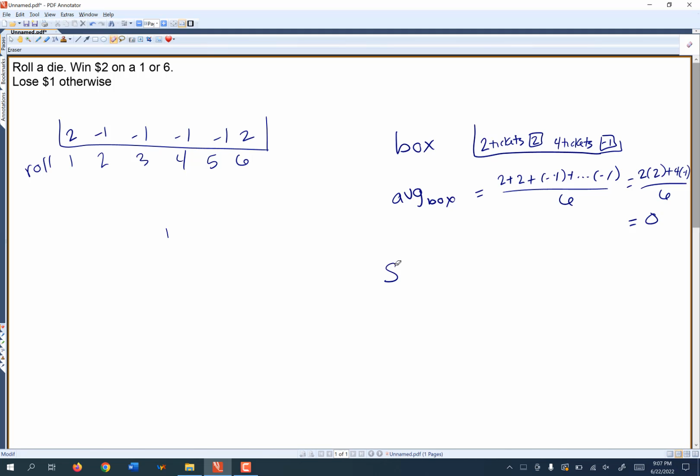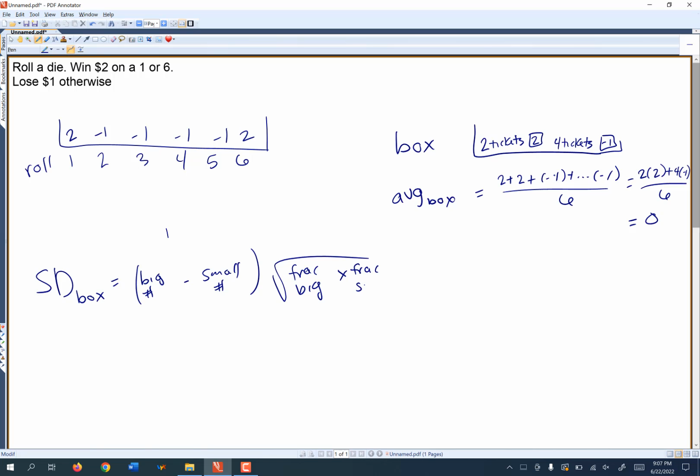Now the standard deviation for the box, we have that really long formula. So either I will give it to you or you use the shortcut formula, which is simple to do, but it takes a long time to write. So we're going to do the big number minus the small number times the square root of the fraction of the big number times the fraction of the small number, all inside the square root.